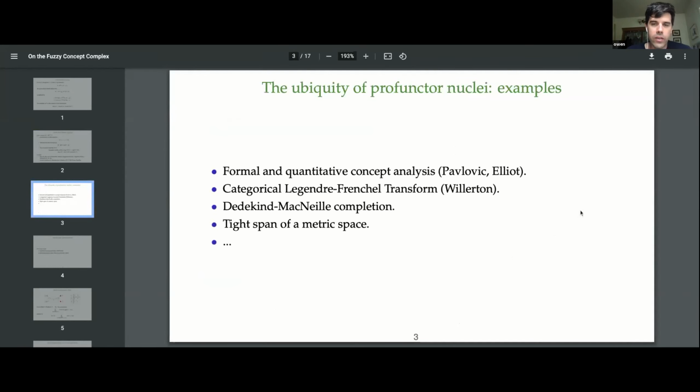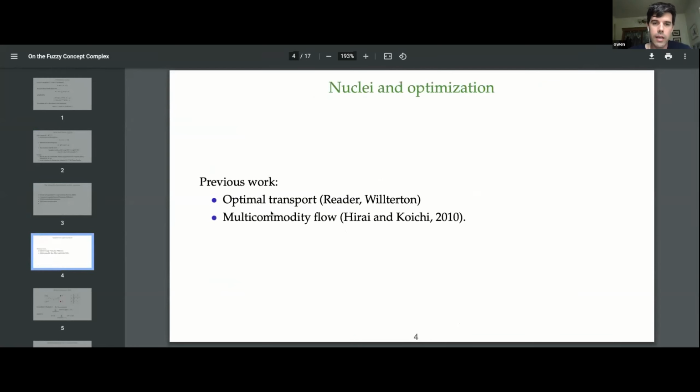So just like SVDs show up in a lot of applications of linear algebra, profunctor nuclei show up in a lot of applications of category theory. So during the school, we looked at formal and quantitative concept analysis, the Legendre transform, the Dedekind-MacNeille completion, the tight span of a directed metric space, and then during the research week, optimization, which we'll go into a little bit of detail on now.